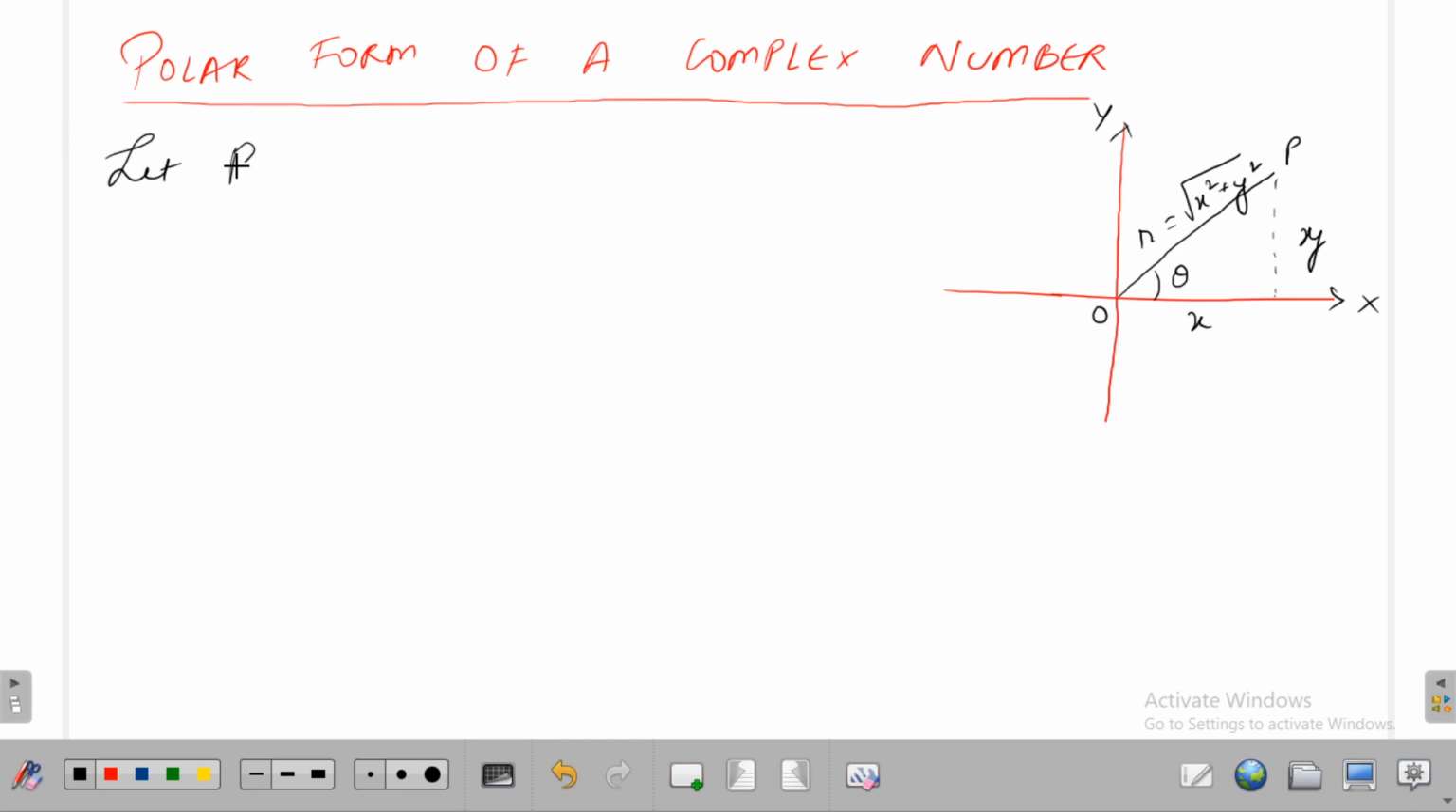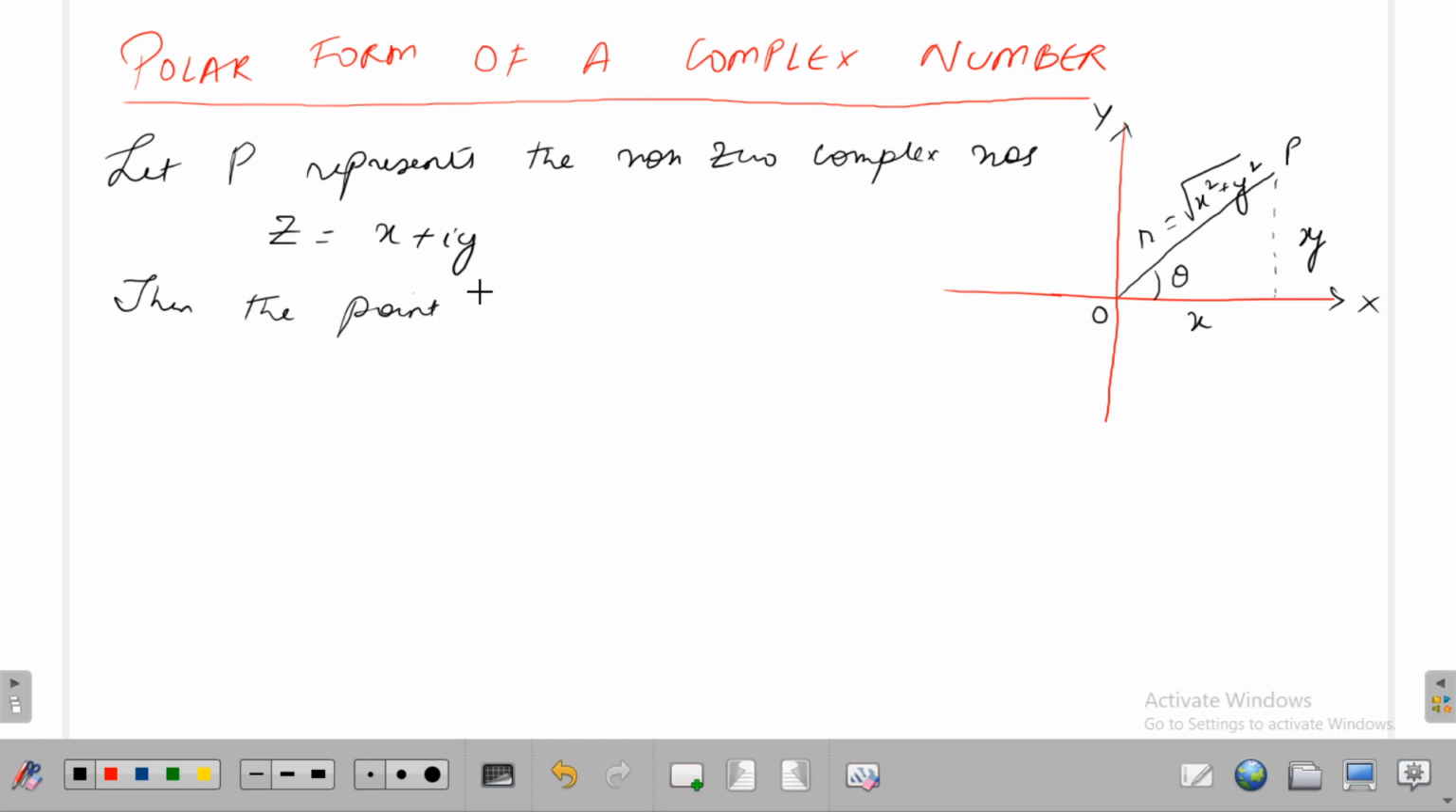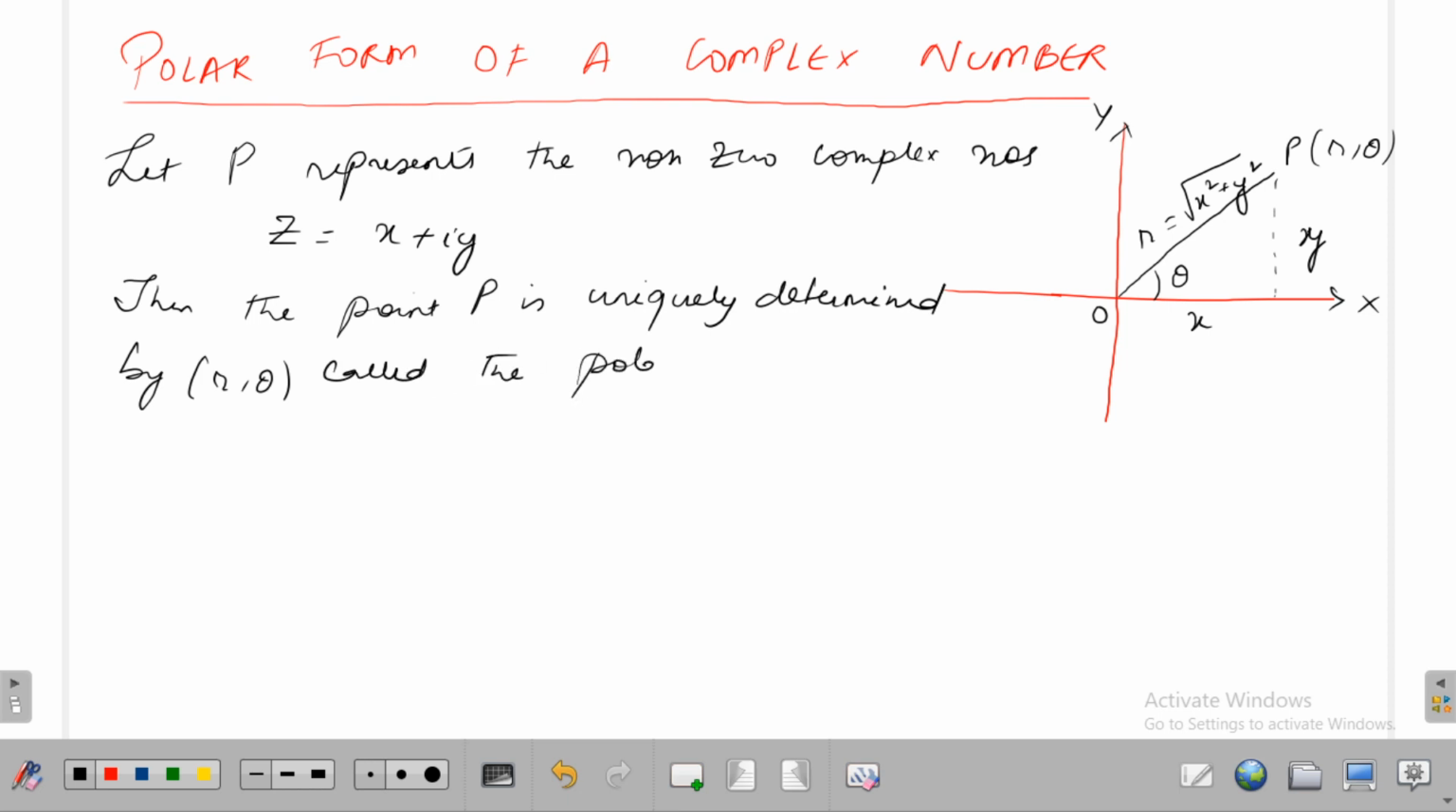Let P represent the non-zero complex number z equal to x plus iy. Then the point P is uniquely determined by r comma theta. So that means your point P is r comma theta, called the polar coordinates of P.